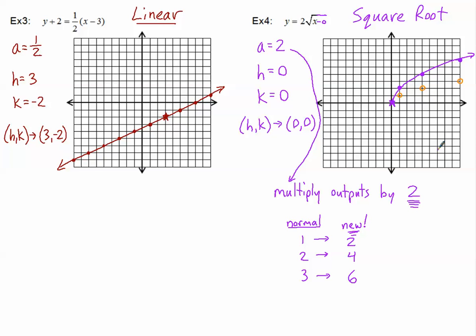normally would be. So some people will like to put in the open circles where the outputs would normally be and then double them in this case. If a is 2, then we just double how far up we go and then connect our new dots. So a is a little bit trickier, and hopefully that helps you. So that's the square root function.